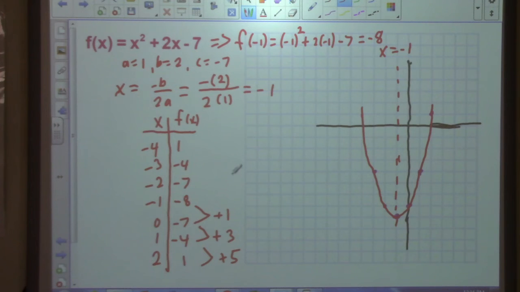Anyway, does that seem like a pretty good way to do it? Would you rather graph a function from standard form or from vertex form? What would be easier for you? Vertex form. I would too. Now, one thing you can do is convert these to vertex form too. So that's one way to do it.